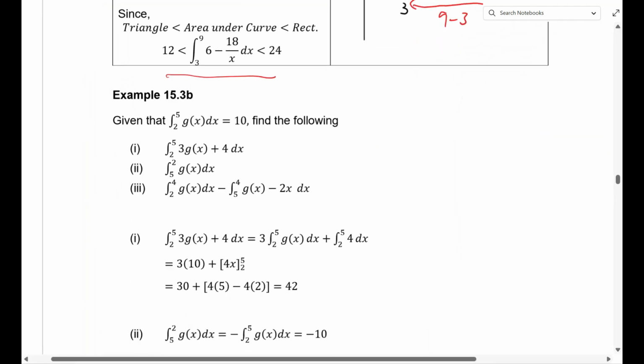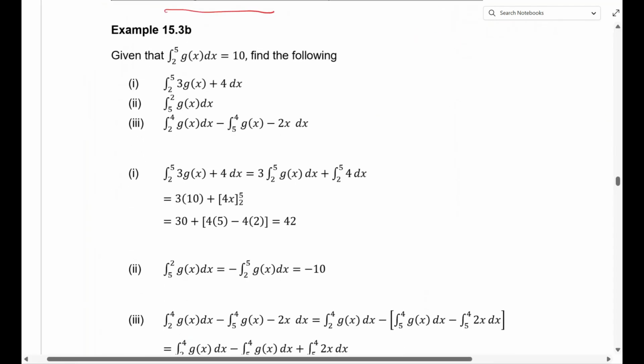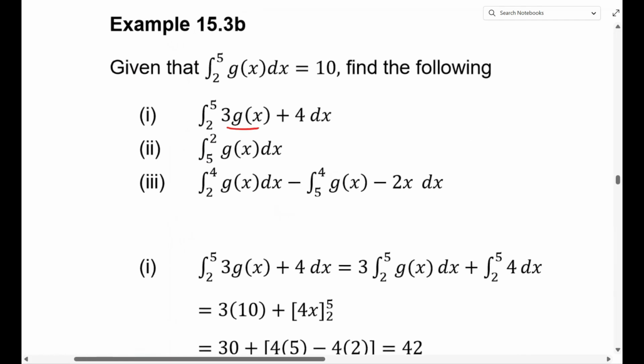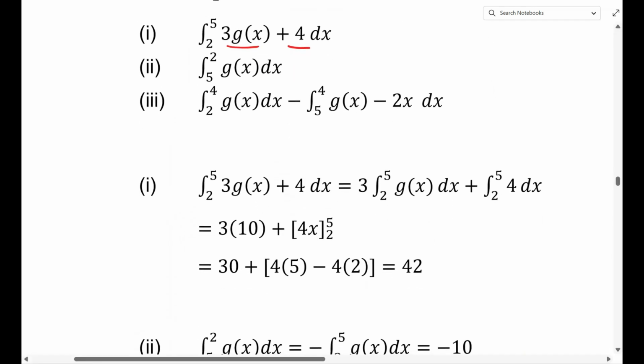Now moving on, example 15.3b. Given that this definite integral equals 10, find the following. So for part 1, we can see that there are two different terms in this integral. So what comes to mind is that we should be splitting them up. So we can split them up firstly into 3g(x) dx plus 4 dx.